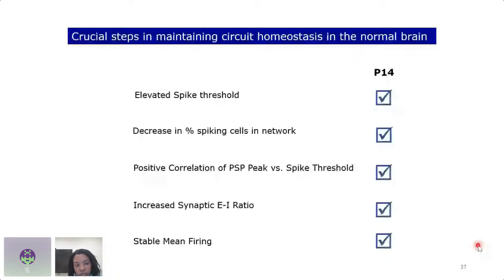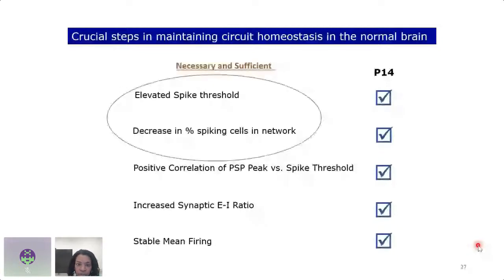So we have so far identified what may be crucial steps in maintaining circuit homeostasis in the normal brain. We see that there is an elevated spike threshold and a decrease in the percent of spiking cells in the network. We see a positive correlation between the peak of the PSP and spike threshold, and an increased EI ratio. And even in the face of all of this, we end up with stable mean firing. So now it's time to try to connect these dots.